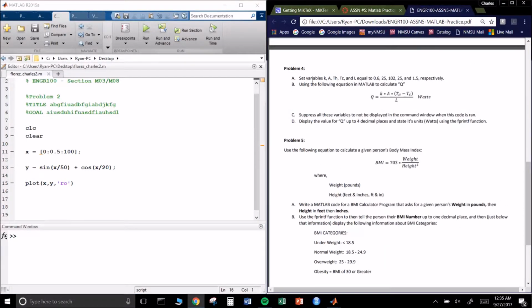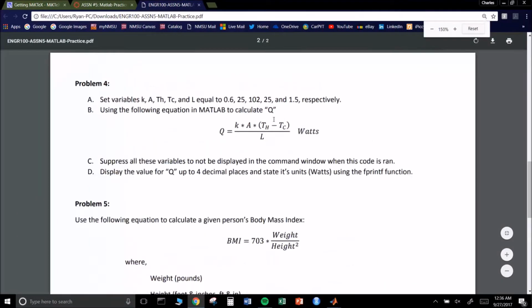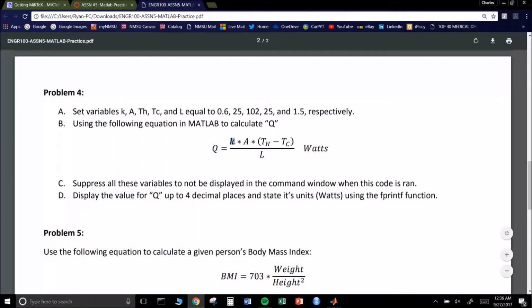Now problem 4, you have a bunch of variables and what they're equal to in terms of their numeric values, and then you have this equation. You know what k is, it's 0.6, you know what a is, 25. You know what th and tc are, 102 and 25, and you know what L is, it's 1.5. Then you want MATLAB to calculate what Q is. That's pretty easy, right? You can just input these numbers into here. You can even do it with a calculator. You don't even need MATLAB.